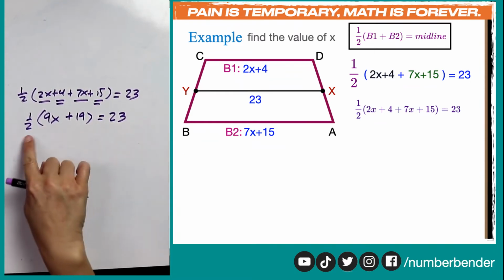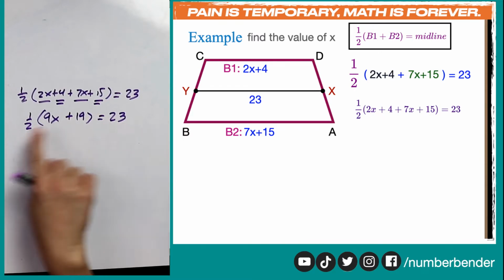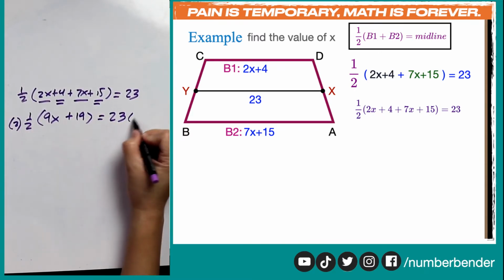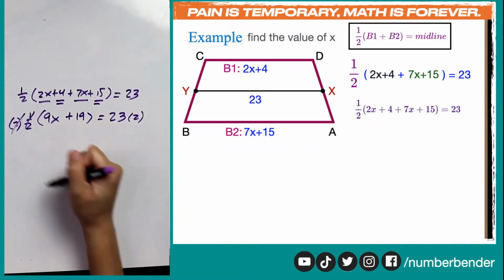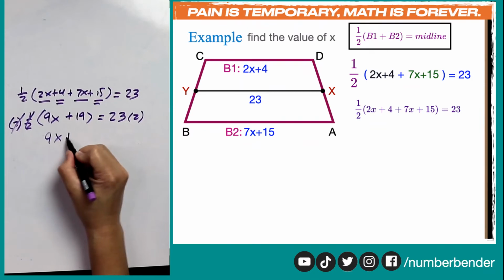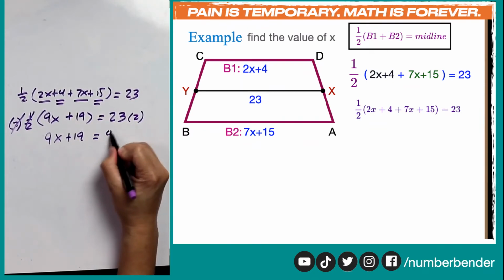Now we know that we have an annoying fraction right here, and we know in algebra to be able to get rid of a fraction, just multiply both sides by its reciprocal, and the reciprocal of 1/2 is 2. So let's multiply it by 2 so that we can only have 1 right here, which is equal to 9x plus 19 equal to twice of 23, which is 46.